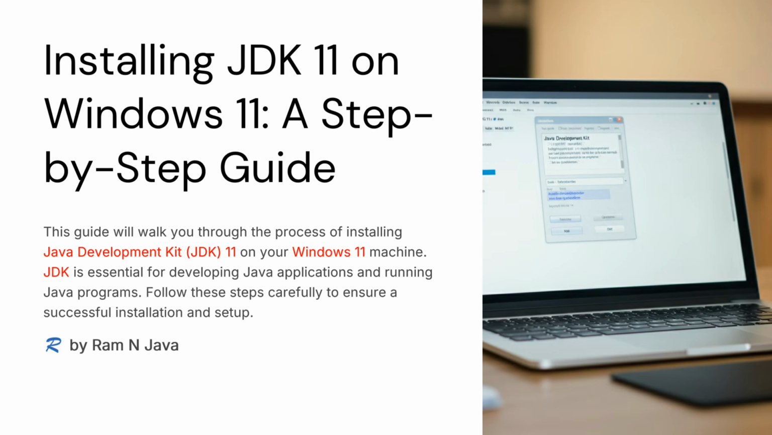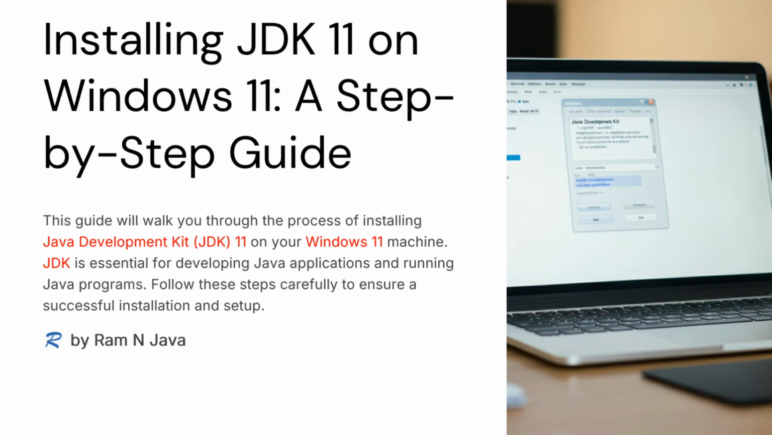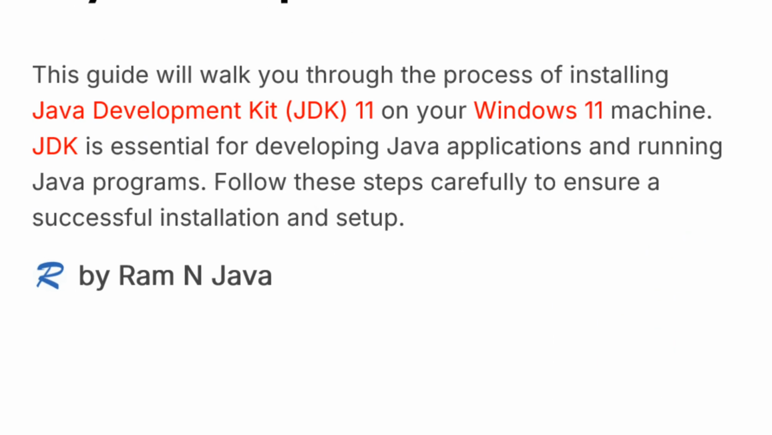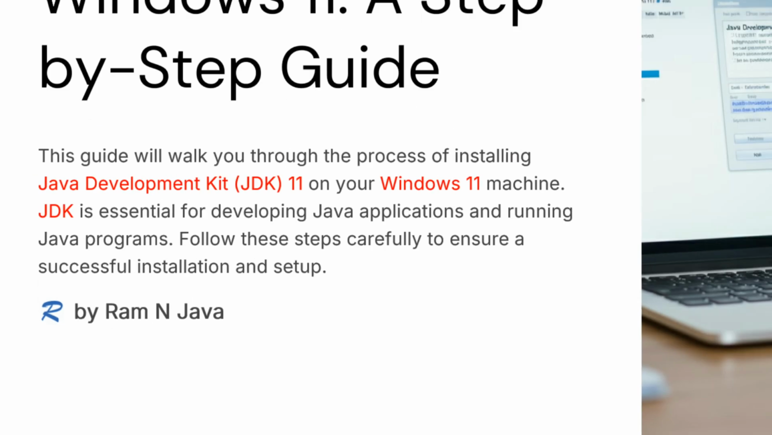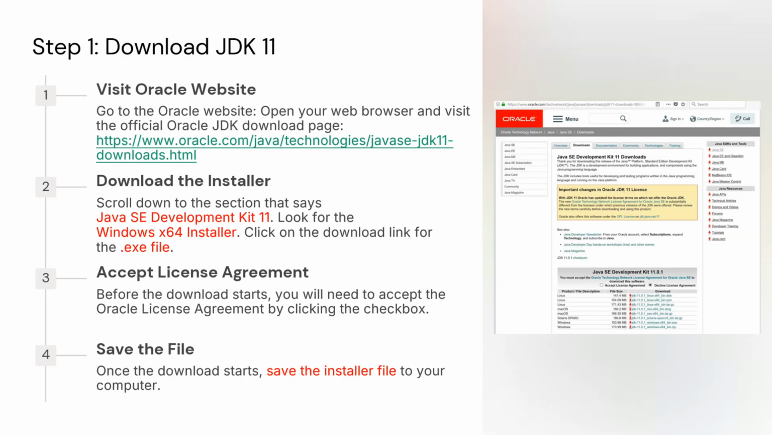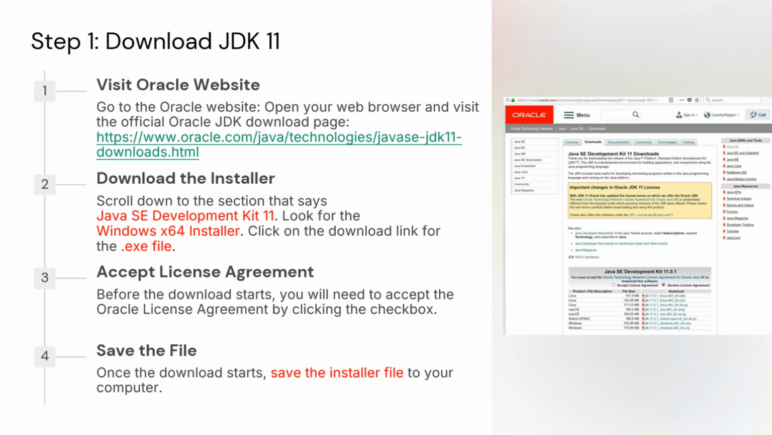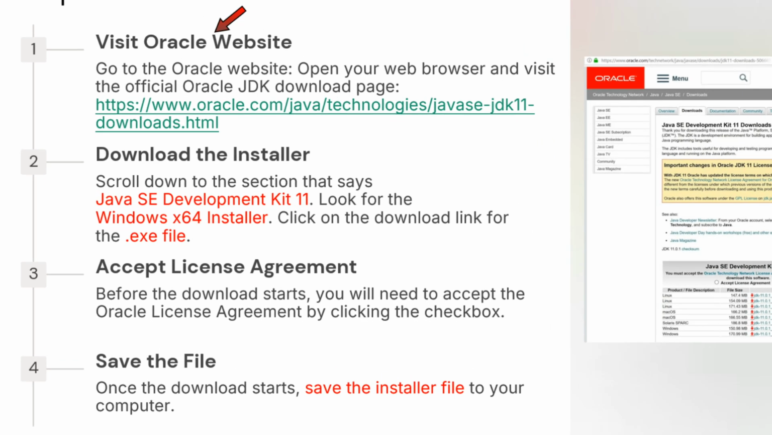In this video tutorial I will explain how to install JDK 11 on Windows 11 operating system. JDK is essential for developing Java applications and running Java programs. First, download JDK 11. For that, visit the Oracle website. Use this particular link. Then download the Windows 64 installer for JDK 11 and save the installer file on your computer.